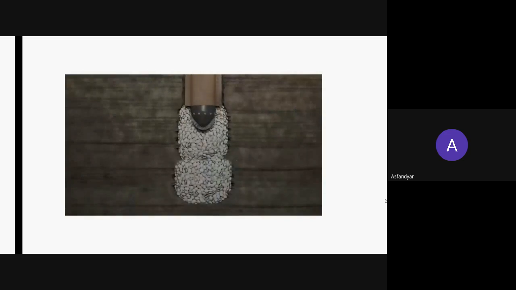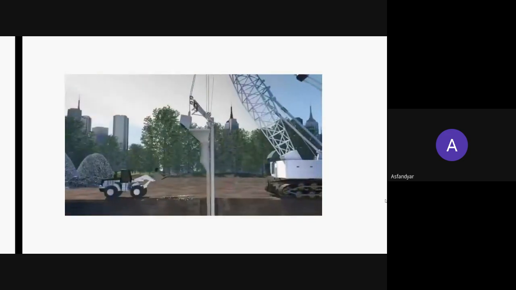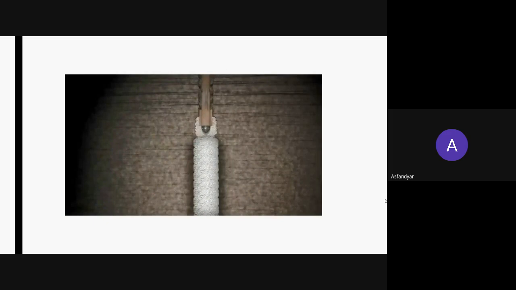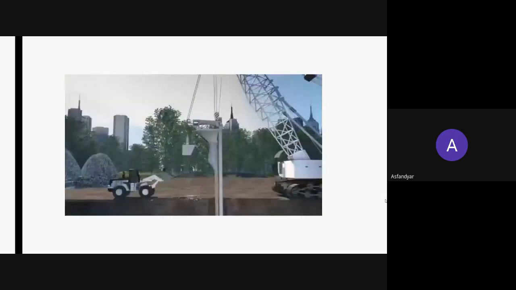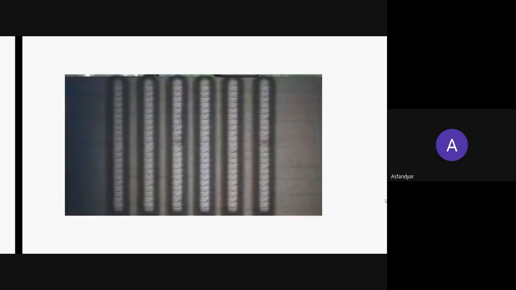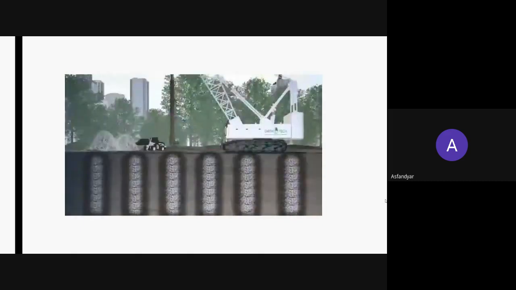These are the horizontal and vertical vibrations, creating a column-like structure which we know as the stone column. These are how the stone columns are constructed.